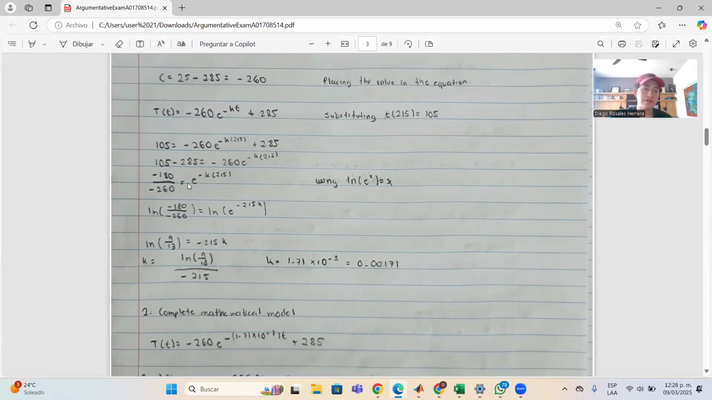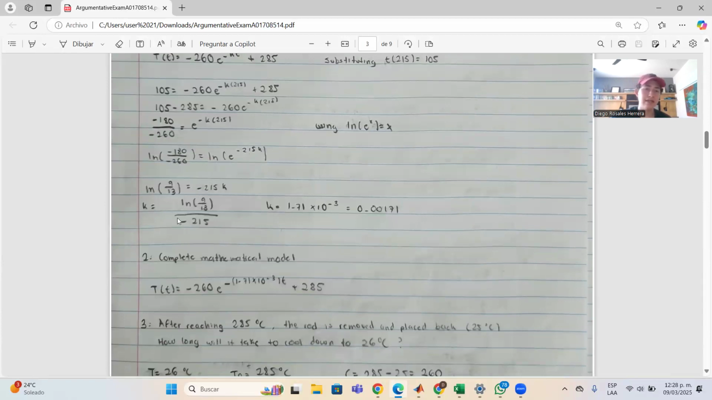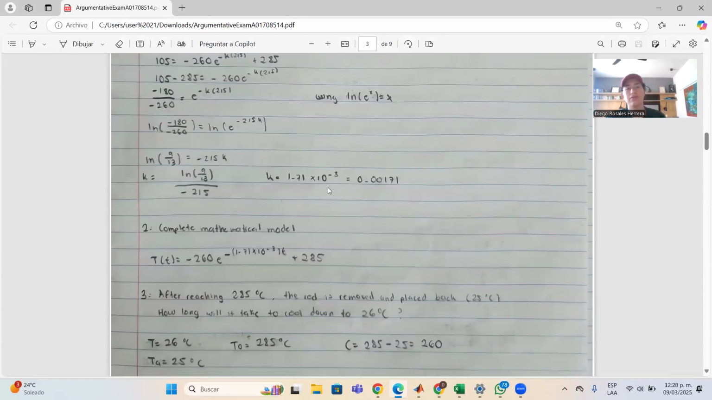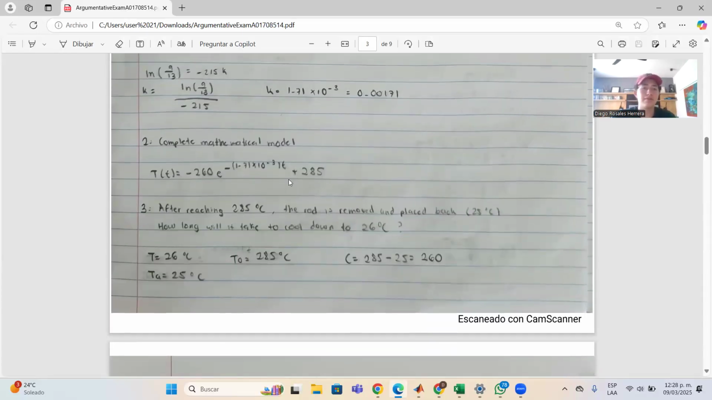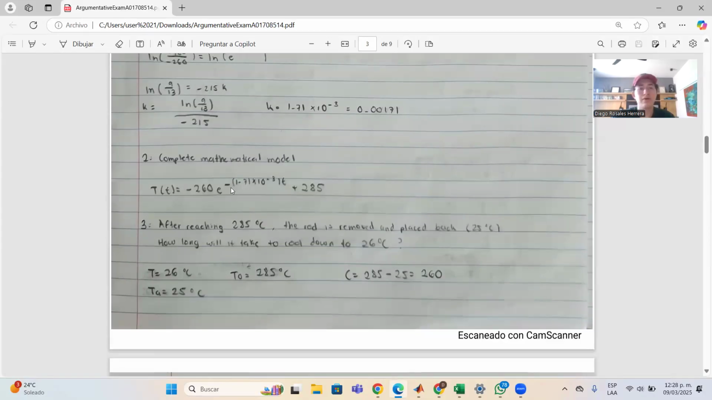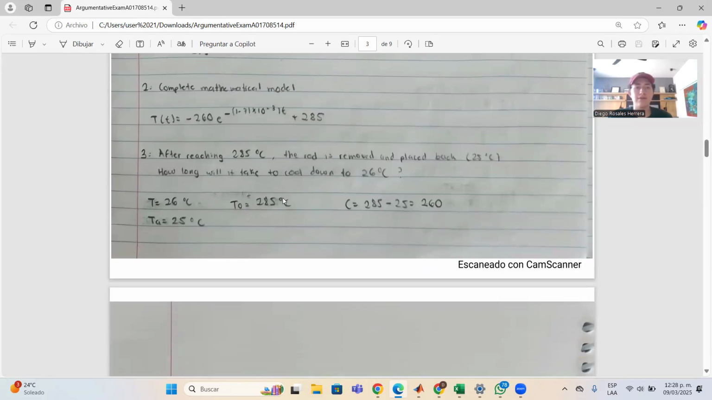Our process is placing both values, subtracting 285, dividing by 250, and using the rule logarithm of e to the x equals x. Now we can isolate K, and the final result is 1.71 times 10 to the minus 3. We're asked to write the complete mathematical model, which is just putting both values into the equation, and this is the answer. Now we're asked, after reaching 285, if this aluminum rod is removed outside, how much time will it take to cool down?